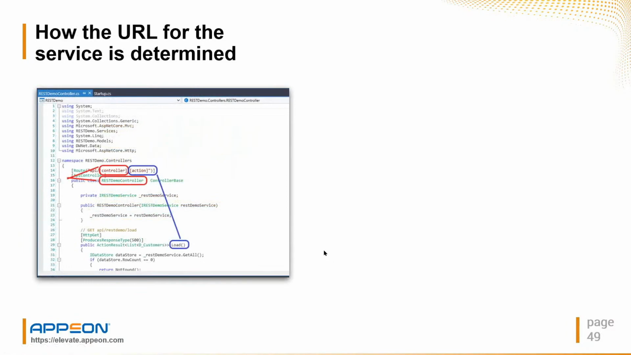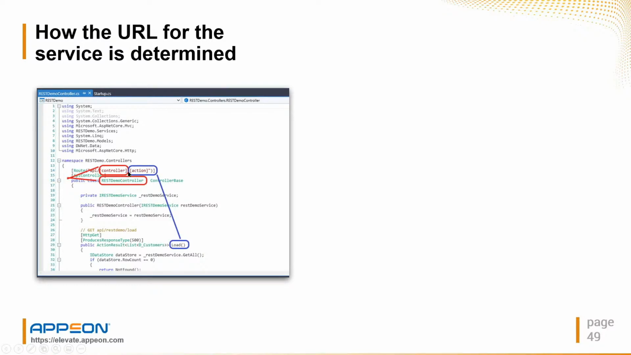Well, how does it know what URL to call? We know that by going back to the controller and looking at a few things here. The controller has a particular name. In this case, it's called REST Demo Controller. You see the route says API/ and then it has controller in brackets. What that means is take whatever the name of the controller is, chop off the word controller, and just use the rest as that part of the URL.